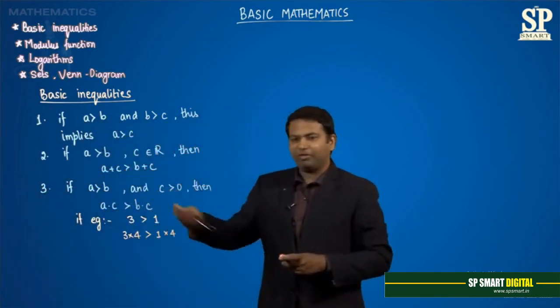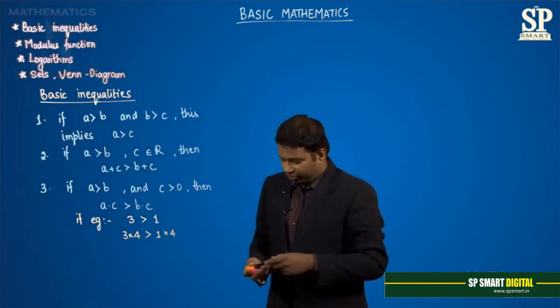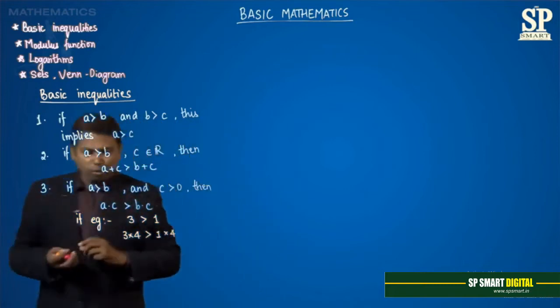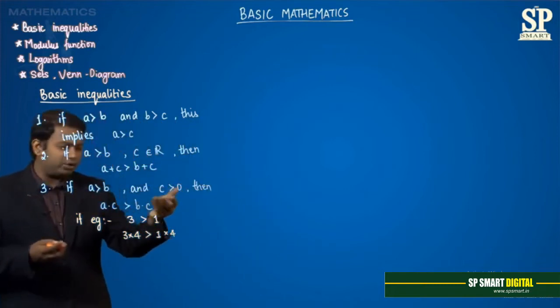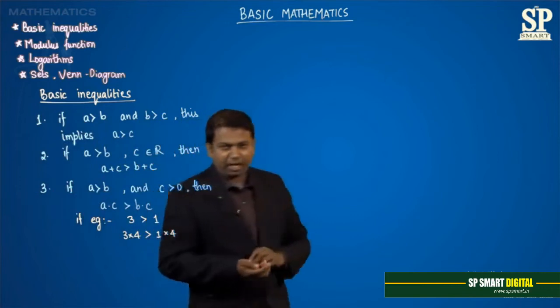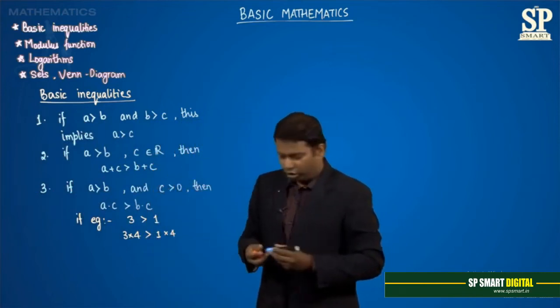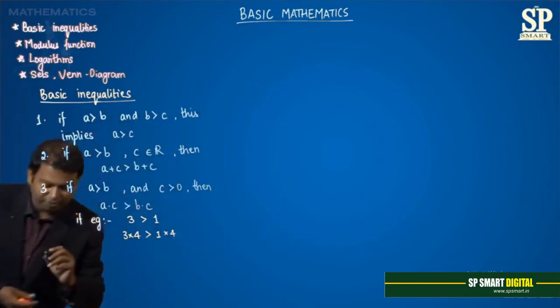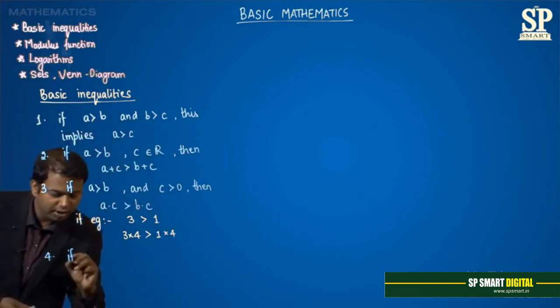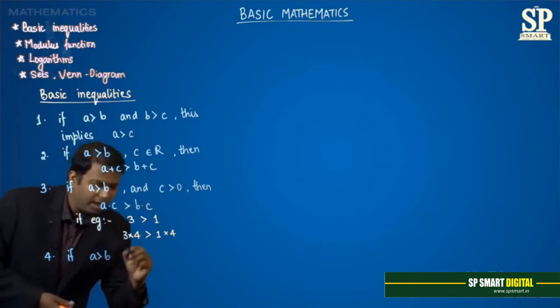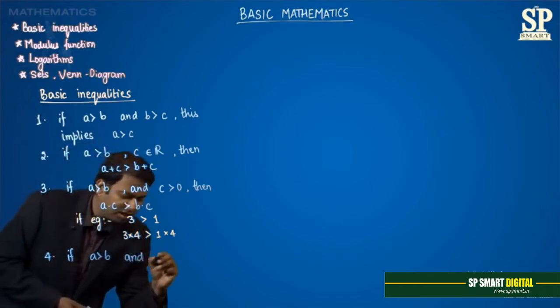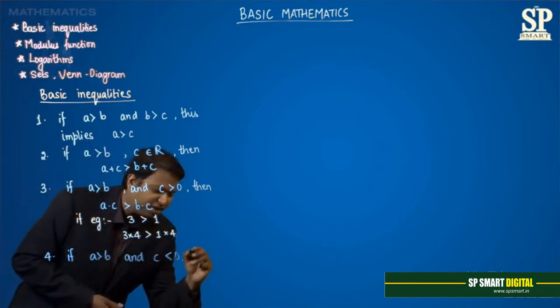So that is some of the very basic inequalities that we need to discuss here. Now, what happens if C becomes negative? This might be an obvious question that might come to your mind. Here we have taken a number C which was positive, greater than 0. What if A is greater than B and there is another number C which is less than 0?